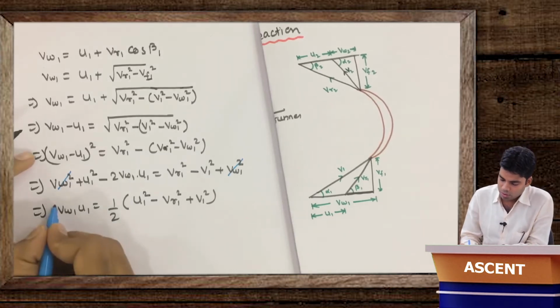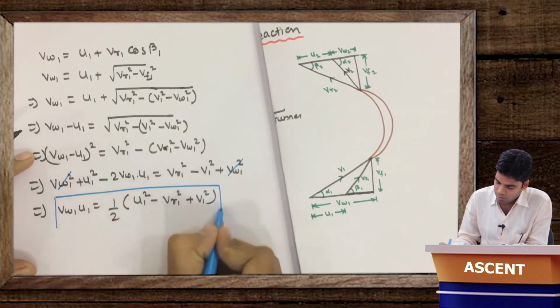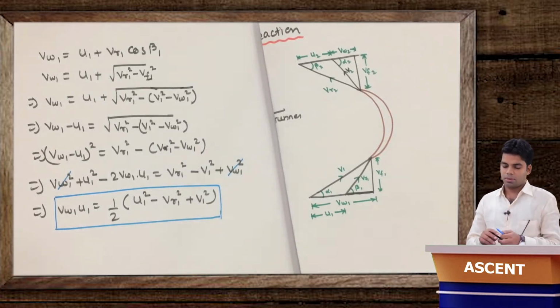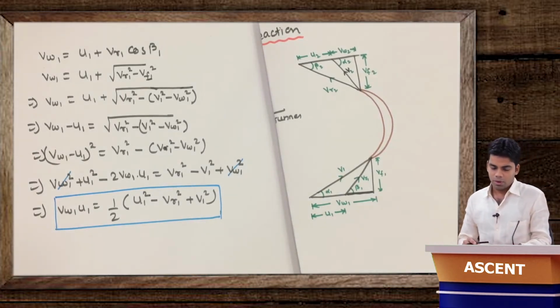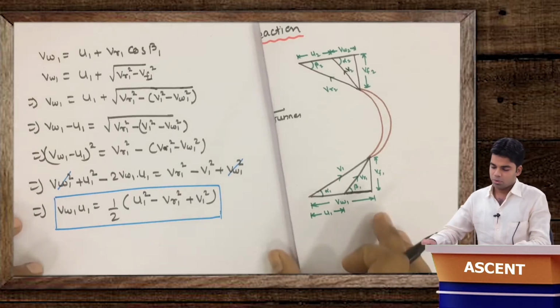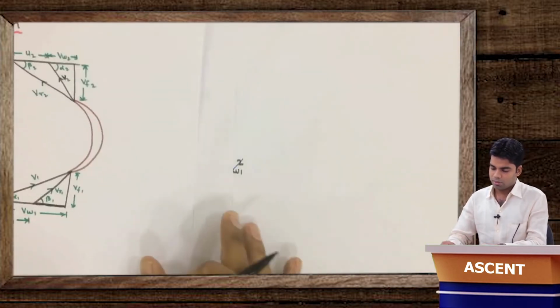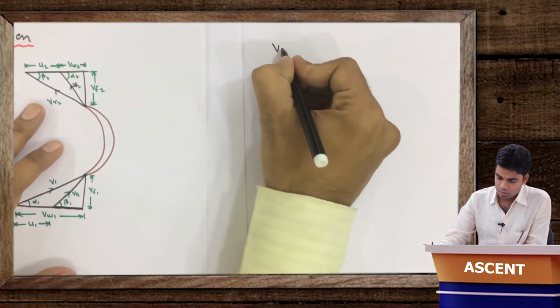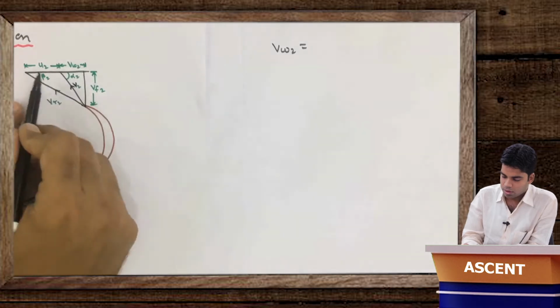VW1 U1 is equal to half of U1 square minus VR1 square plus V1 square. Getting this or not? Okay, similarly we can determine VW2 U2. How? Same thing. Now for VW2 U2, VW2 will be equal to this VW2.